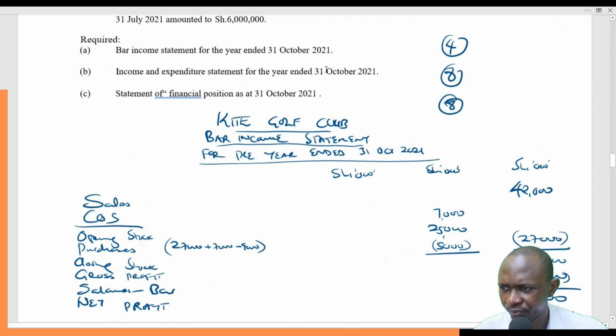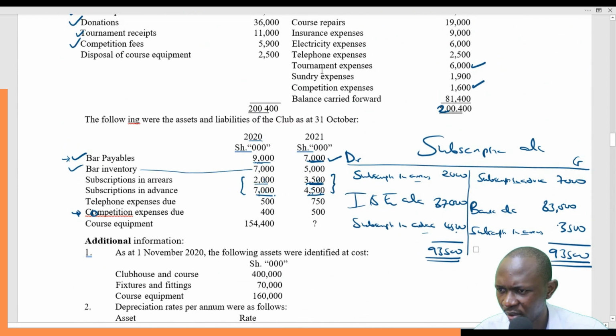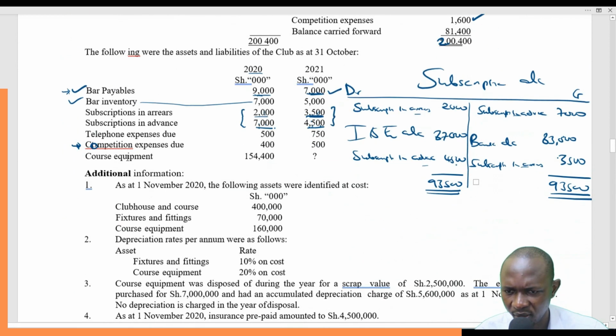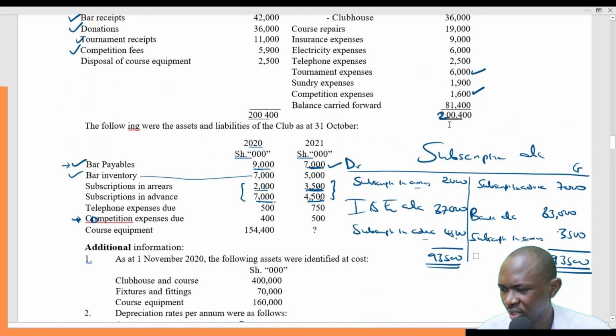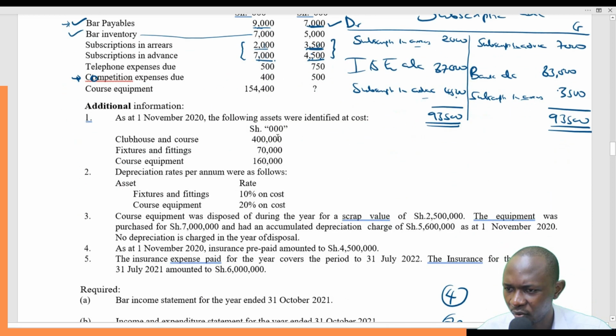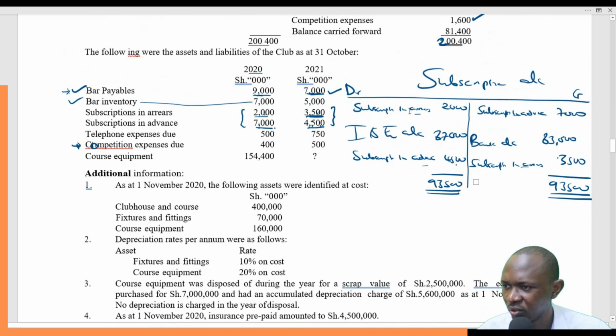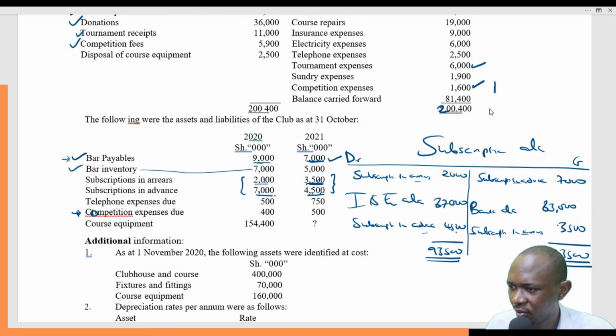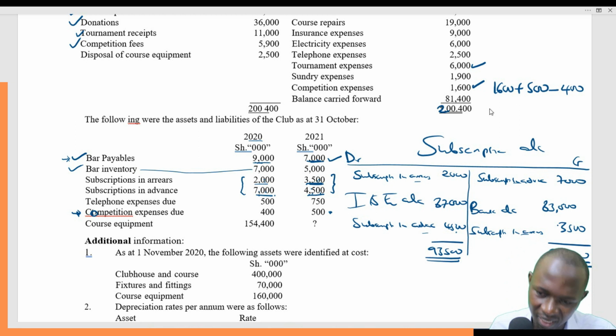What are we having? Competition expenses, we have 1,600. Then there's something about these competition expenses. Due is 500, and 400. Competition expenses due, which means we have not paid. So this 1,600 is what we have paid. And then we have not paid this, but it's for this year. So we simply add: 1,600, what you have paid, plus what you have not paid but is for this year, which is 500, minus what was brought from last year, which is 400. So this was an accrual for last year.